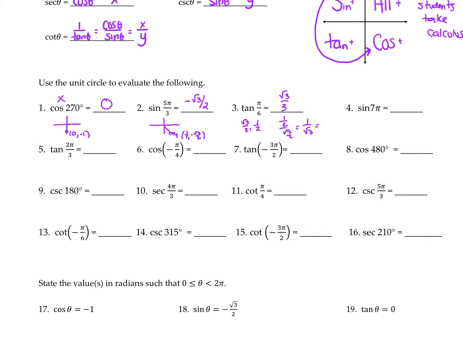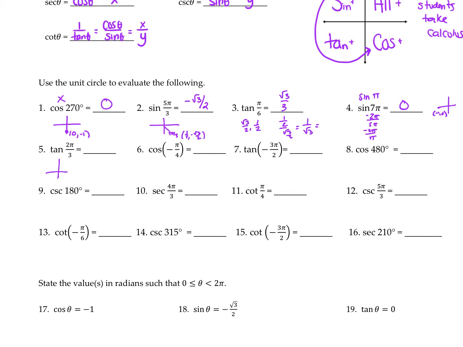Sine of 7 pi. Well, that is a coterminal angle, so I'm going to keep subtracting 2 pi until I get something on the unit circle. So sine of 7 pi is the same as sine of pi. Well, at pi, my coordinate is (-1, 0), so sine would be 0.